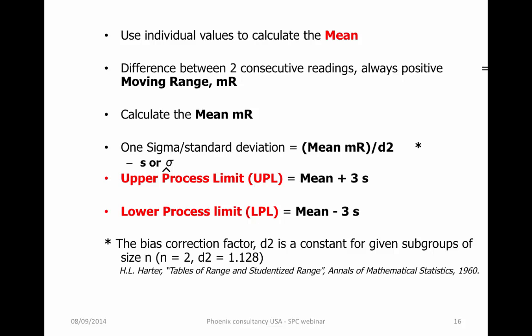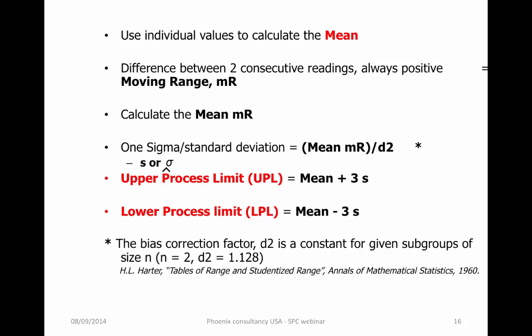The first step in analysing the data to create a control chart is to use the individual data values to calculate the mean. Another set of data is created by working out the difference between 2 consecutive readings throughout the data series. This is always marked as a positive value, and this is called the moving range. The next step is to calculate the mean of the moving range data. One standard deviation, or sigma, is calculated by dividing the moving range by a constant, and that's usually looked at from a statistical table chart.